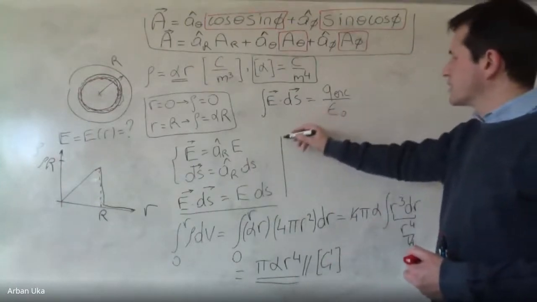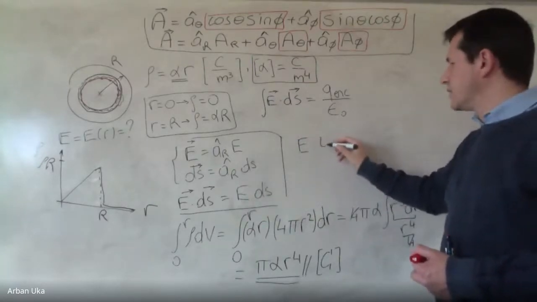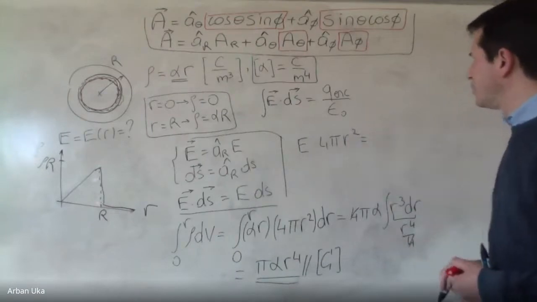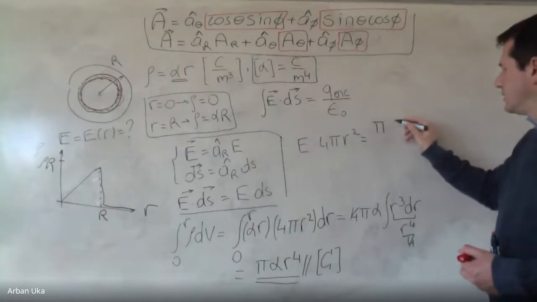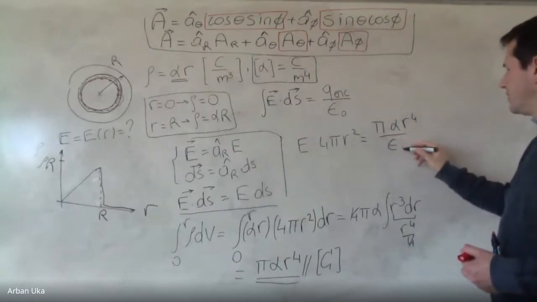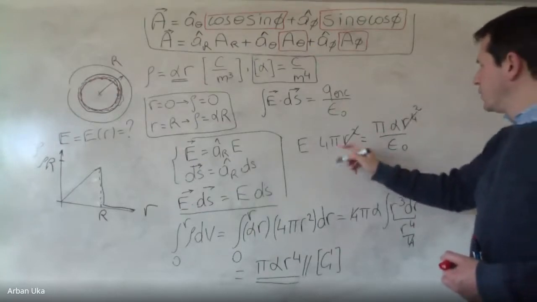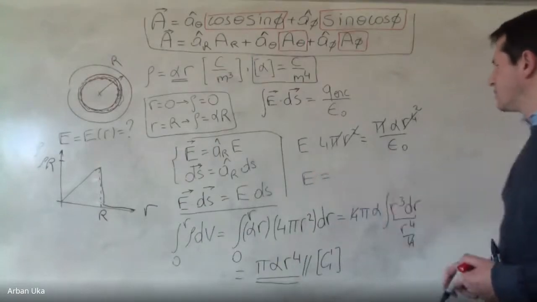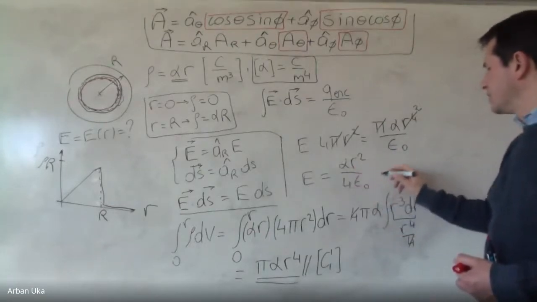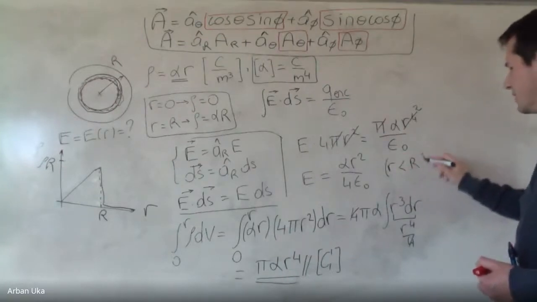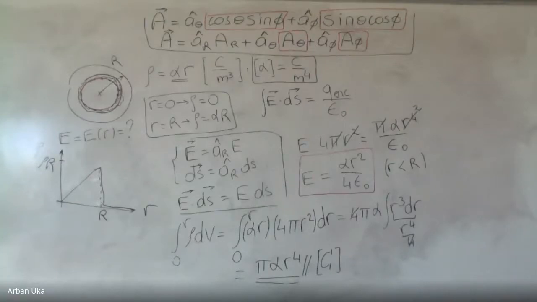And then let's come back to this expression. We have E dot dS. What was E dot dS? It is E, but the electric field E is the unknown, times 4 pi r squared. This is all equal to Q, where Q is pi alpha r to the power 4 over epsilon 0. It looks like we have a couple of terms to cancel out. We have this r squared, and we have pi here, which means that this electric field is going to be equal to alpha r squared over 4 epsilon 0. But this is valid only when r is smaller than R, okay? So the final answer using Gauss's law is this, but this is valid only for this range.